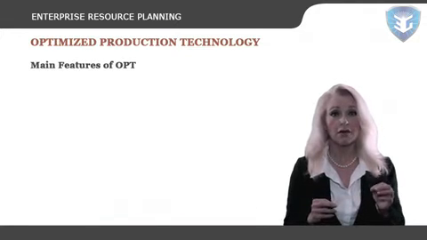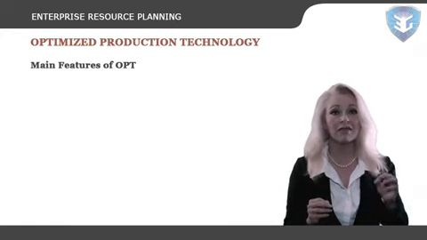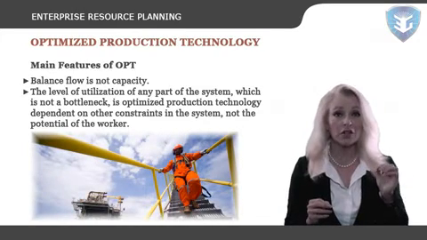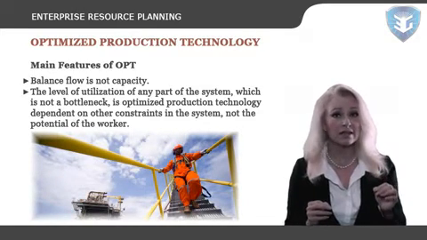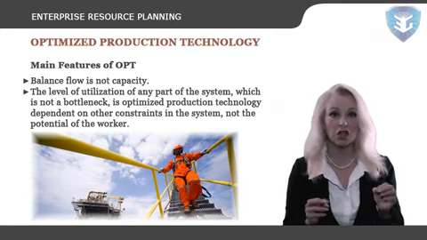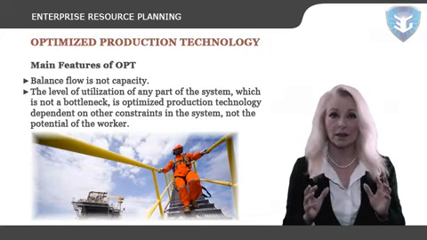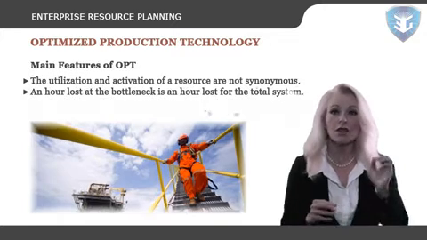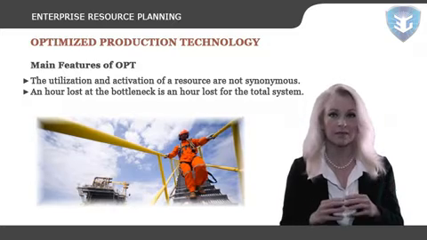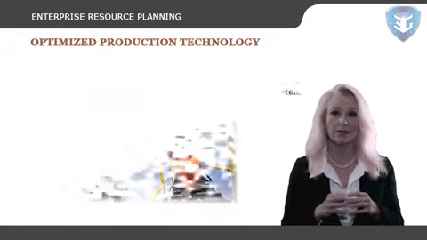Main features of OPT. The main features of OPT are described by facts such as: balance flow, not capacity. The level of utilization of any part of the system, which is not a bottleneck, is dependent on other constraints in the system, not the potential of the worker. The utilization and activation of a resource are not synonymous. An hour lost at the bottleneck is an hour lost for the total system.